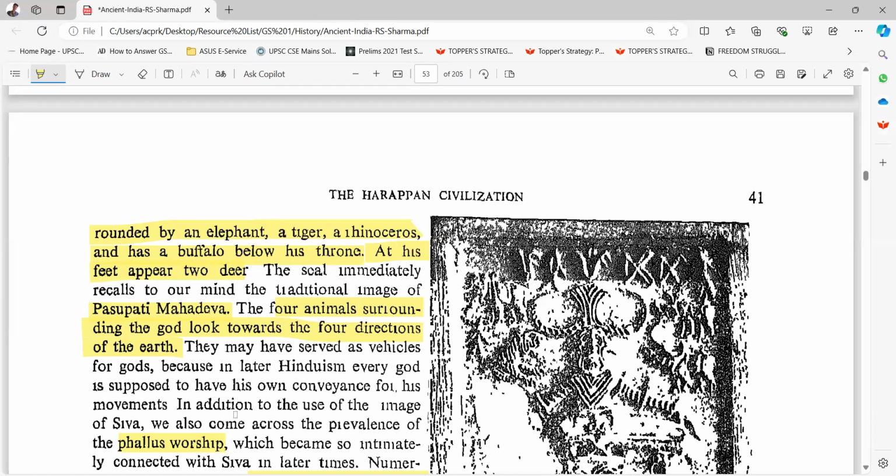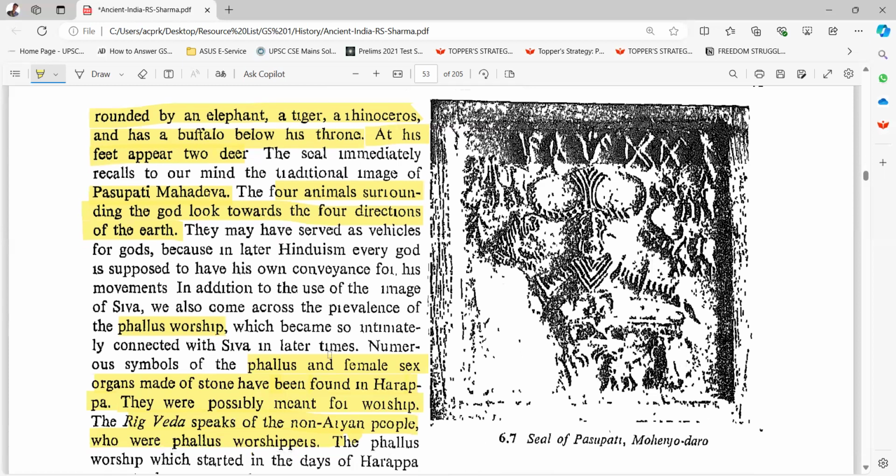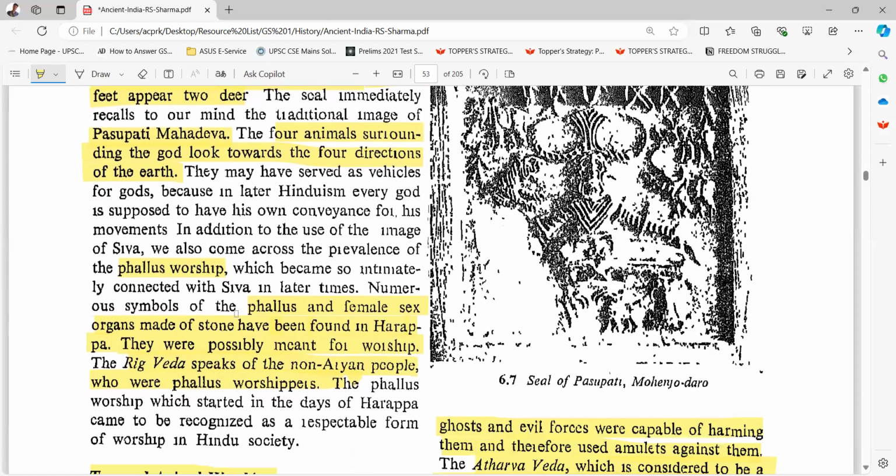In addition to the use of the image of Shiva, we also come across the prevalence of phallus worship, which became so intimately connected with Shiva in later times. Numerous symbols of the phallus and female sex organs made of stone have been found in Harappa. They were possibly meant for worship. The Rigveda speaks of the non-Aryan people who were phallus worshippers. The phallus worship, which started in the days of Harappa, came to be recognized as a respectable form of worship in Hindu society.